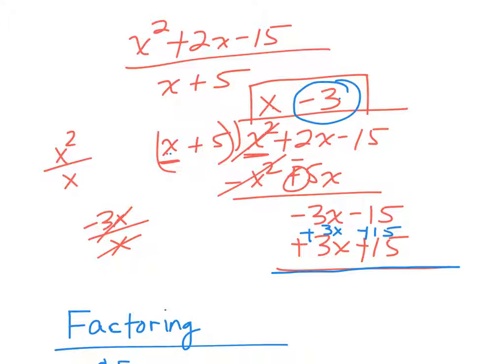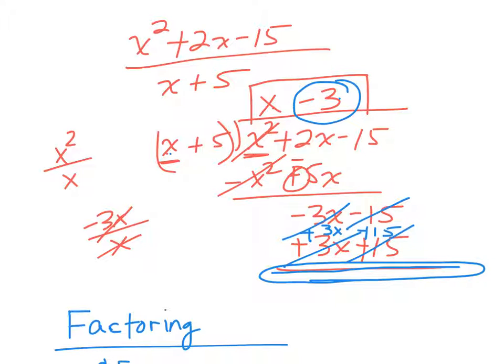And now if you combine the like terms, negative 15 and 15 cancel. Negative 3x and 3x cancel. So we got no remainder on that problem. Alright, I just didn't see the line, so I was like, how did the negative 3x and negative 3x cancel? It's there. Okay, thank you.